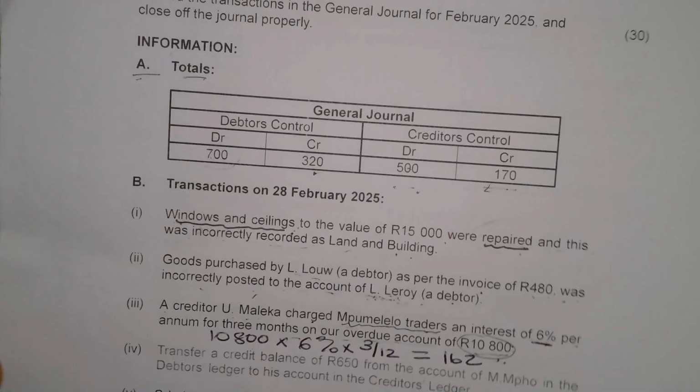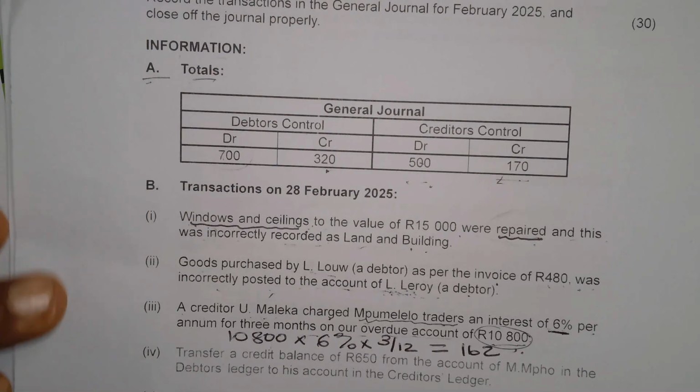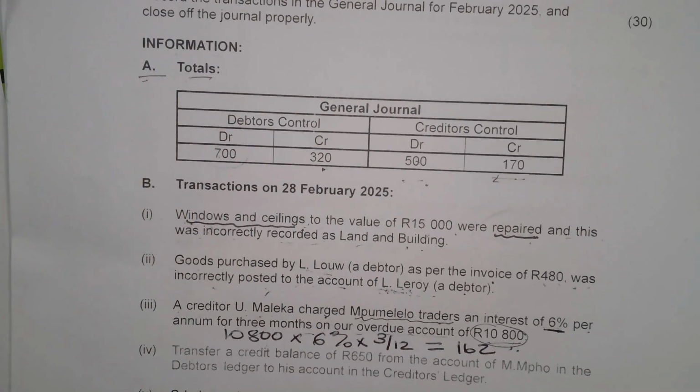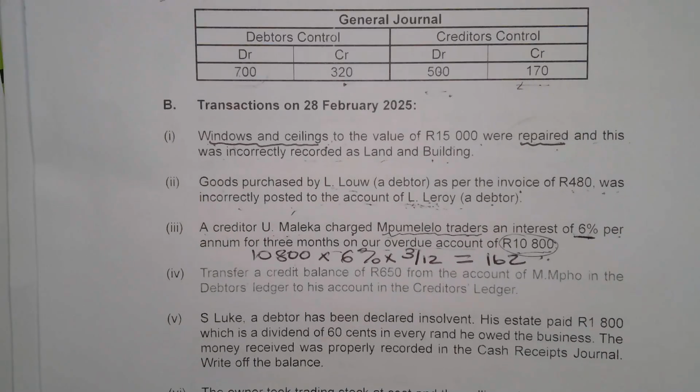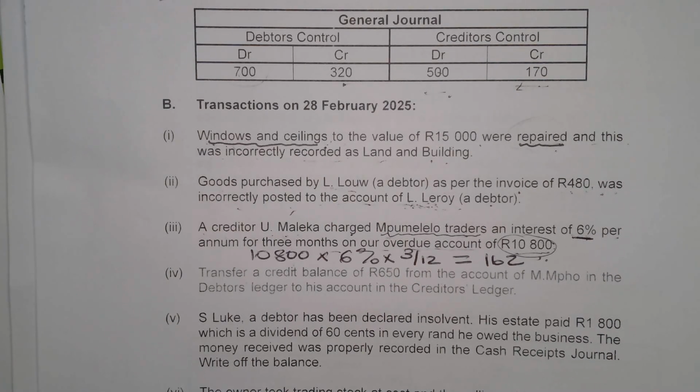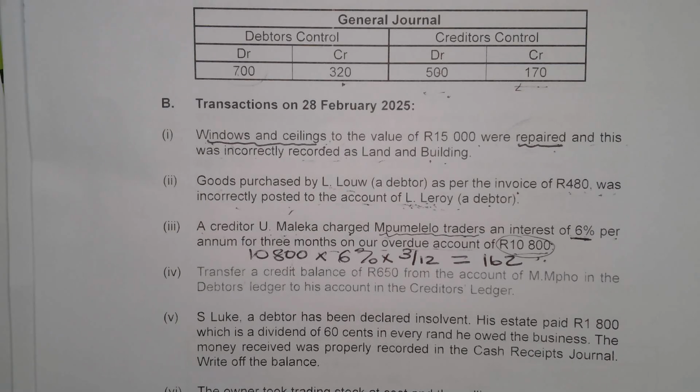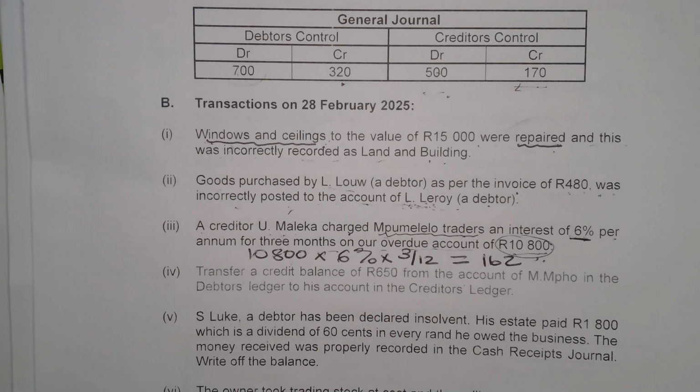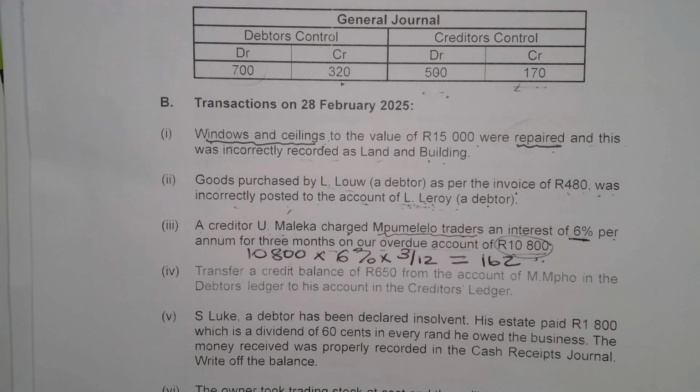Let's go to the fifth one. 1, 2, 3, 4. Oh, the fourth one. So the fourth one says transfer a credit balance. So they already told you what balance it is. It was a credit balance from the account of MPO in the debtor's ledger. They also tell you that MPO is a debtor to his account in the creditor's ledger, right?